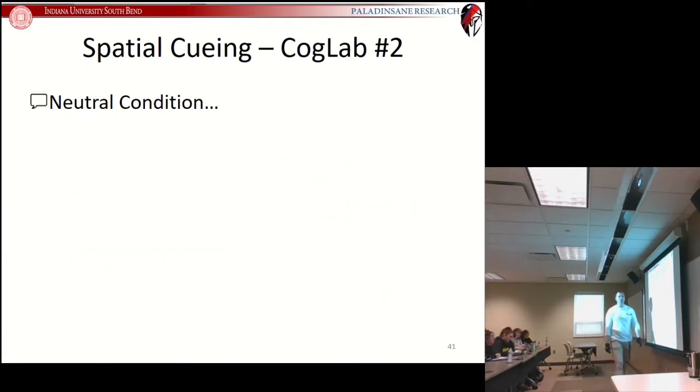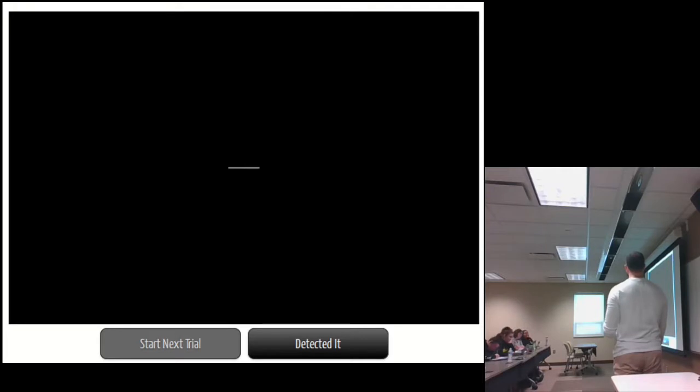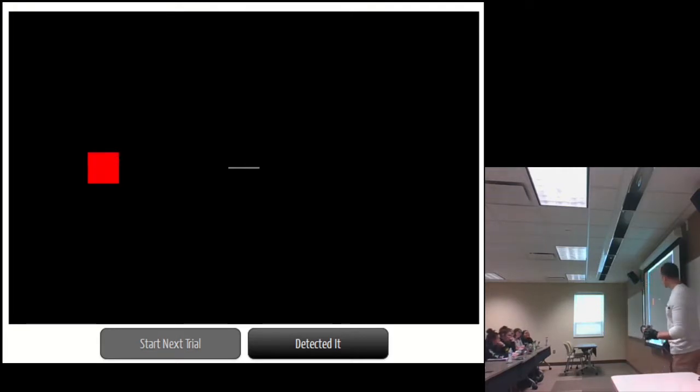What happened in the neutral condition? Well, this was basically the neutral condition. You would see your fixation point. There would be no arrow one way or the other. A square would pop up, and you would just have to click detect it when you decided is it to the left or is it to the right.